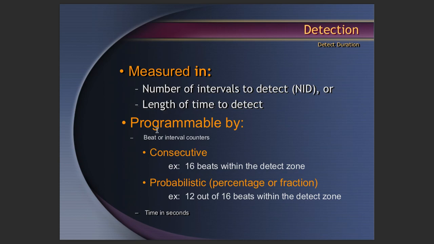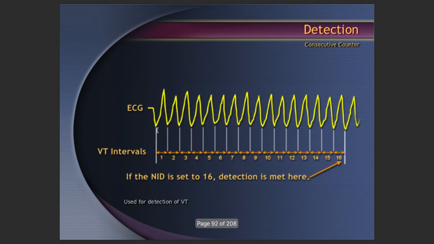While trying to measure, you measure it in terms of the number of intervals to detect, that is NID, or length of time to detect. It is programmable by beat or interval counters, either consecutive, for example 16 consecutive beats within the detect zone, or probabilistic in terms of percentage or fraction, for example 12 out of 16 beats within the detect zone.